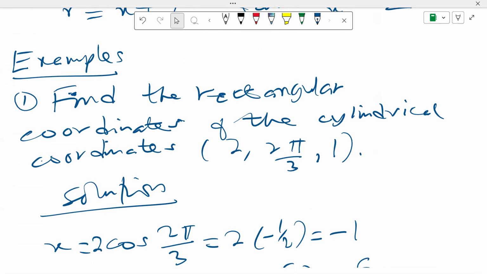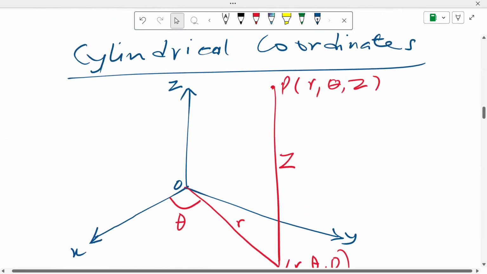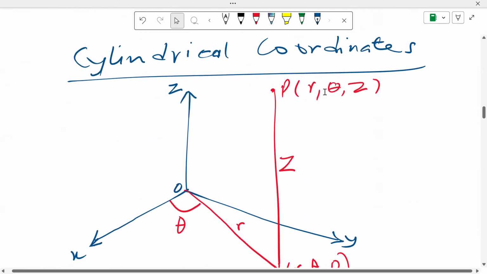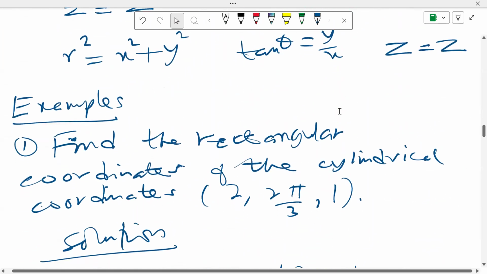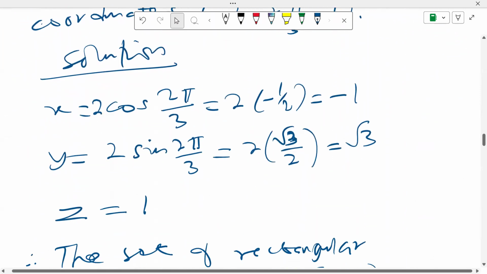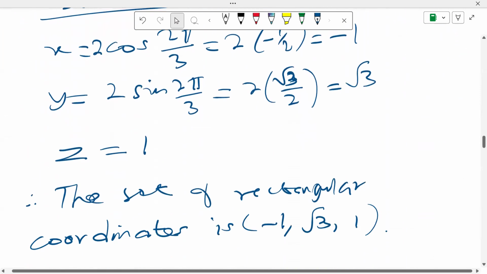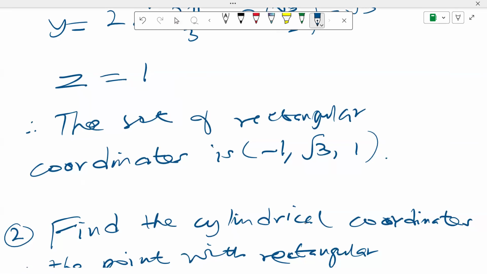We're given cylindrical coordinates. If you come back to the original, you see that we have our point to be r, theta, and z. Good. And so these points are in that. All right, so look at the solution again. And then the final. All right, let's go to another question.